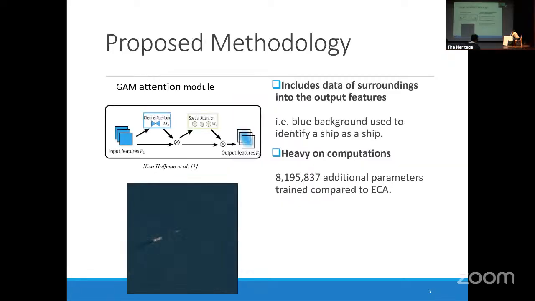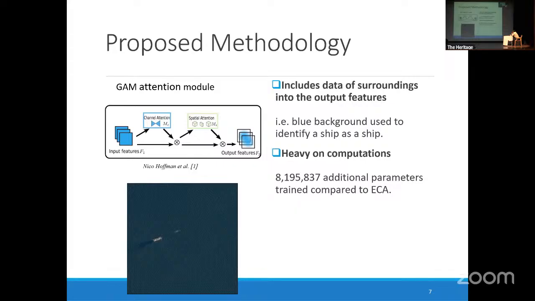So I'll talk about the GAM attention module. It's heavy. As I have explained before, we wanted the model to see the sea around it, or just identify that this is a place where ships can be found, so that it will focus more on the ships. This was the whole idea about adding the GAM attention module. But the core issue was that it required a lot of training because of the additional parameters. And this is a downside to having the GAM attention module.